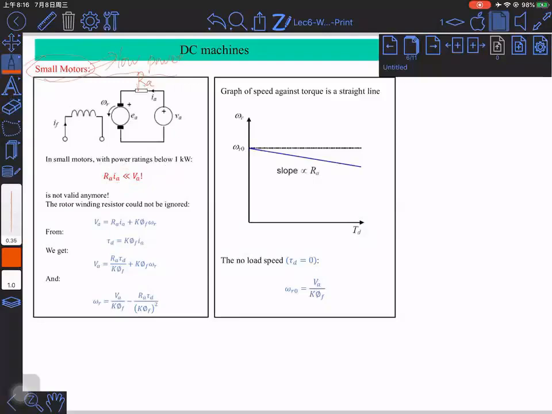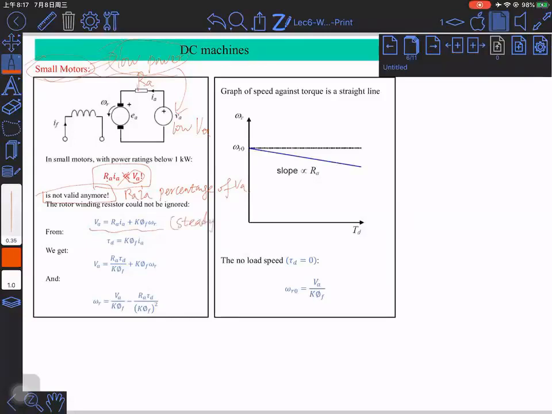So if this is a low power DC machine, usually you have a low terminal voltage VA. And if VA is low and RA is not very low, this relationship no longer holds. So RA, IA will take a certain percentage of VA, which cannot be neglected. And if that is the case, what we can do is use the full expression of Kirchhoff's voltage law. That is in the steady state.